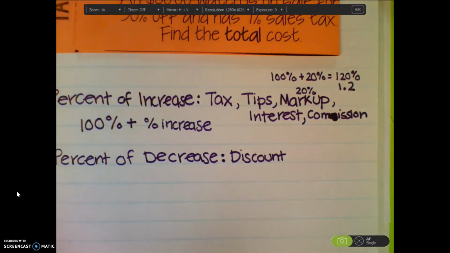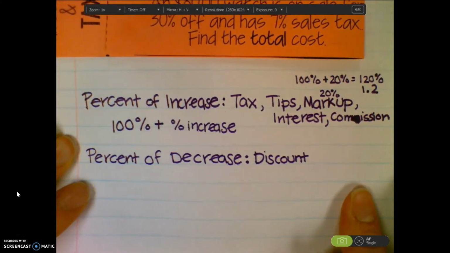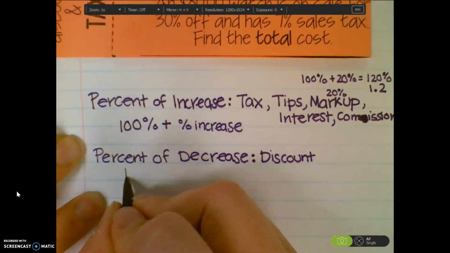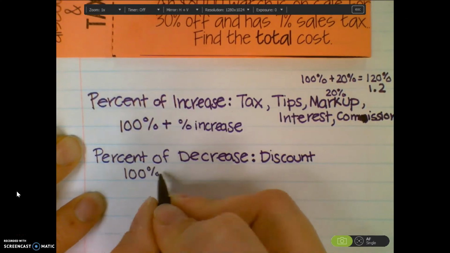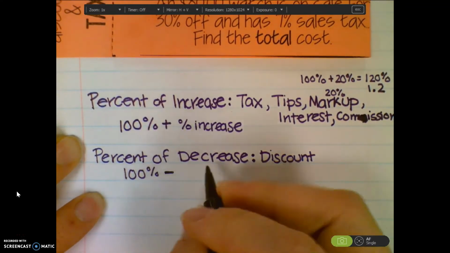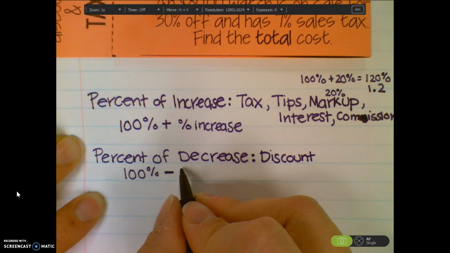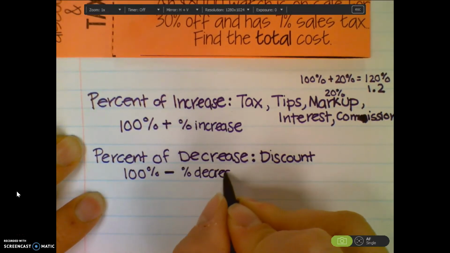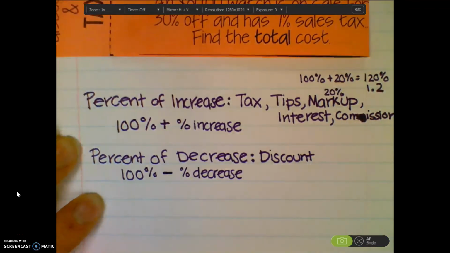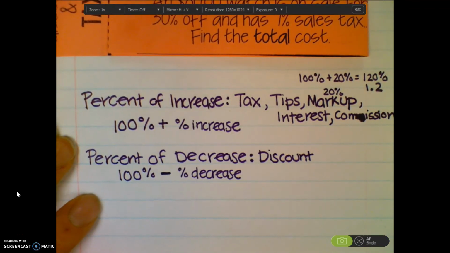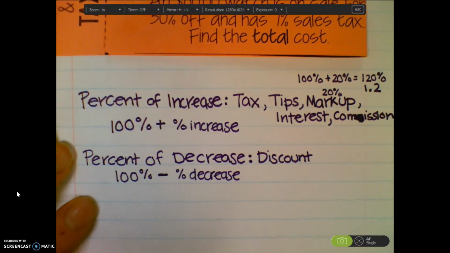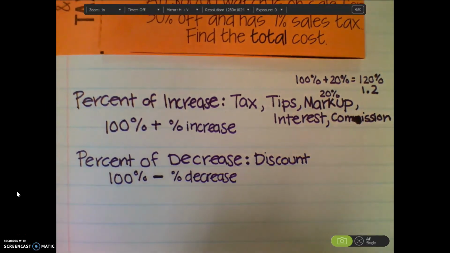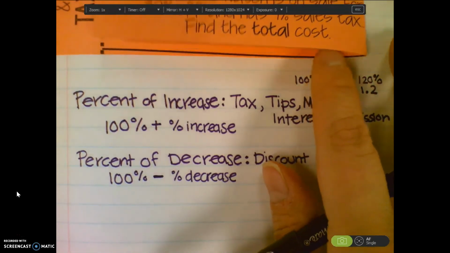So if I'm going to do a percent increase, I'm going to add that percent on. If I'm going to do a percent decrease, so discounts are the most common example, then I'm going to do 100% and take off that percent decrease. So tax, discount, whatever, you need to put context to it first and decide, am I going to subtract from 100% or am I going to add on to 100%?